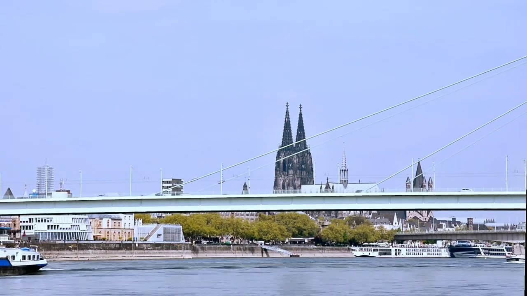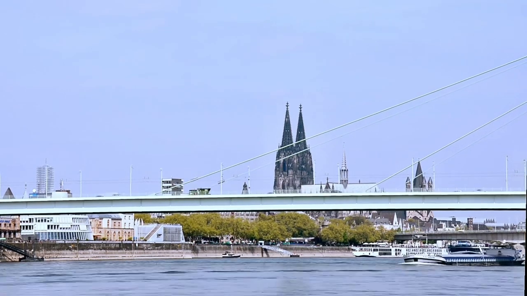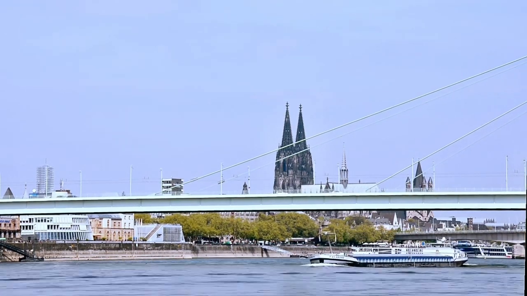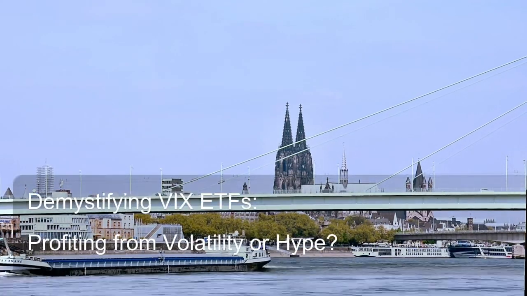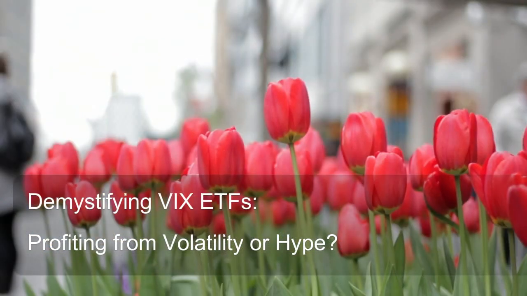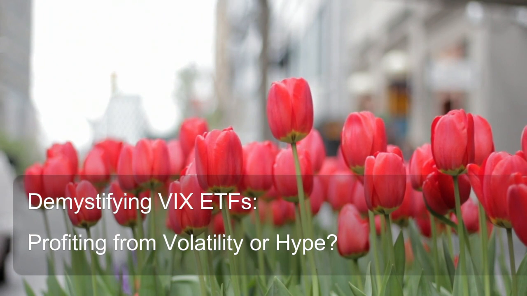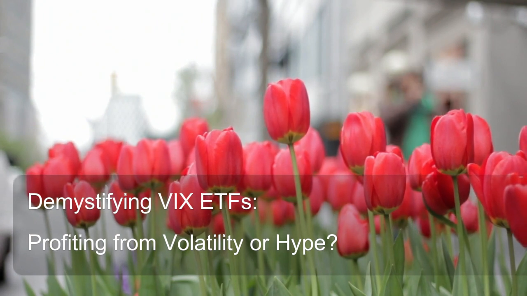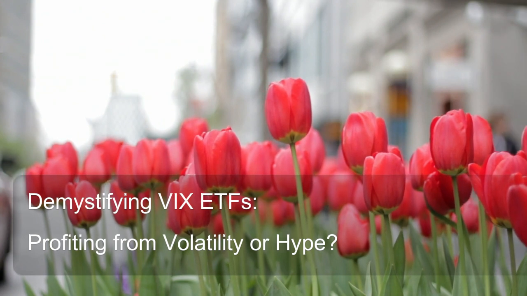2. Contango. Contango occurs when the price of a futures contract is higher than the spot price of the underlying asset, in this case, the expected future level of the VIX. Impact: when VIX futures are in contango, VIX ETFs need to buy new contracts at a higher price than they can sell the expiring ones. This creates a drag on performance.